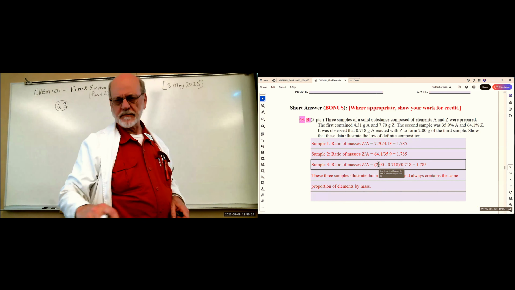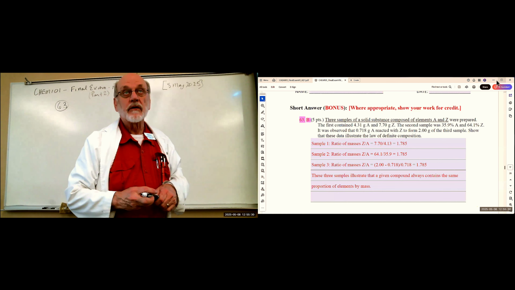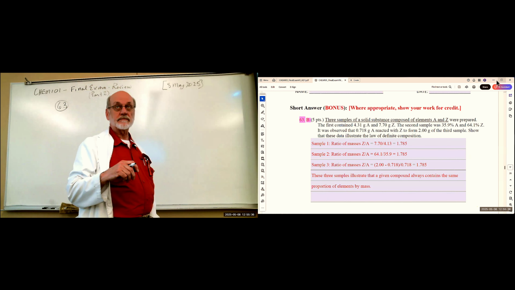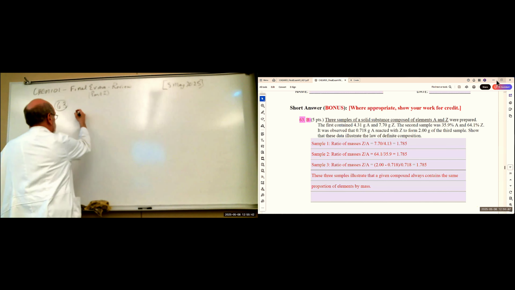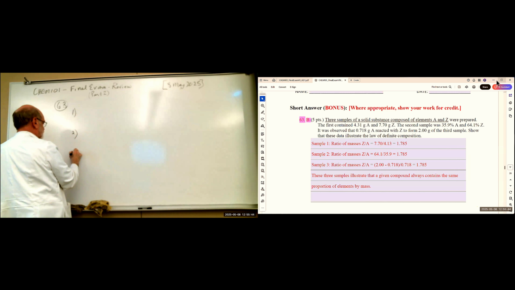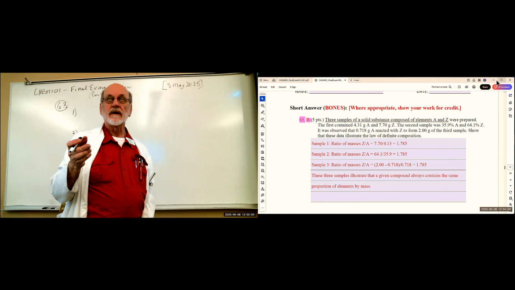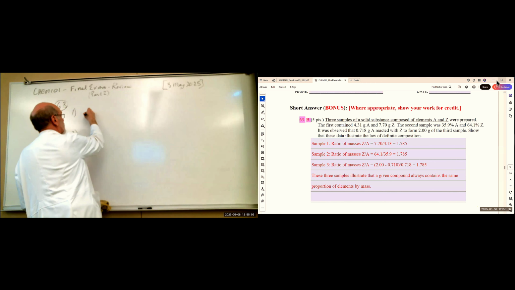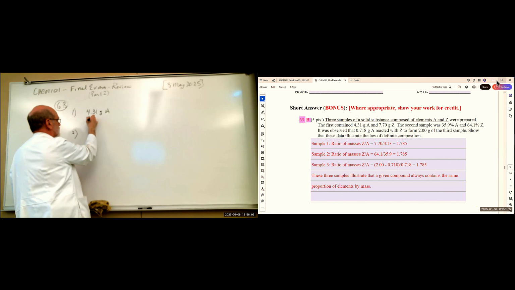All right, I've got stuff in my way here, so I'm going to read from the screen. 3 samples of a solid substance composed of element A and Z were prepared. Okay, so we've got 3 preparations of a compound. The first one is 4.31 grams of A, is analysis of the compound, 4.31 grams of A, and 7.70 of Z.